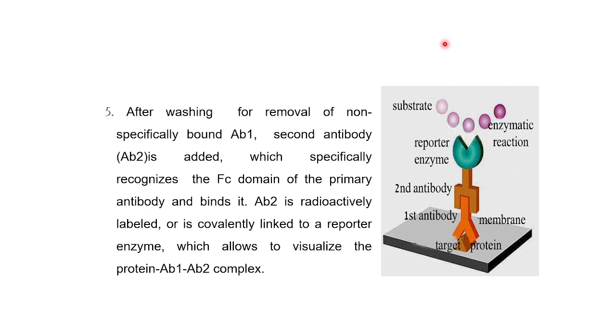The next day you wash it to remove any unbound antibodies, and then you add the secondary antibody in a similar solution of BSA or milk, and then you keep it in rocking condition for about an hour or so, and you go for autoradiography. So what you do after washing, for the removal of non-specifically bound antibody 1, the secondary antibody is added, which specifically recognizes the Fc region of the primary antibody and binds it. Now, the secondary antibody is radioactively labeled or covalently linked to a reporter enzyme that allows you to visualize the protein antibody 1, antibody 2 complex.